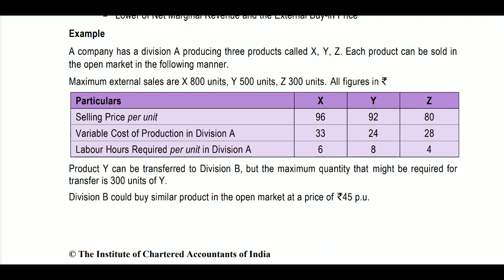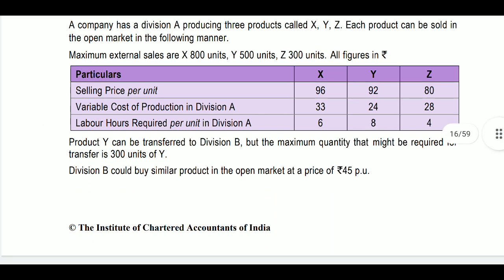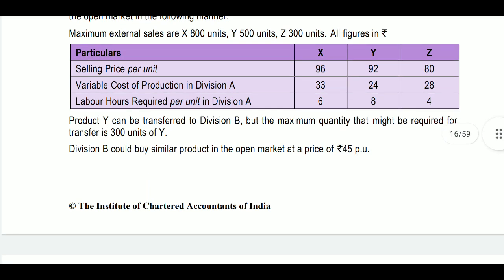If you utilize those hours, it will be full capacity. Next, additionally, division B is asking for 300 units. Division B could buy a similar product in the open market for 45, which is useful for calculating the maximum transfer price, and whatever variable cost of production they incur is useful for the minimum transfer price.